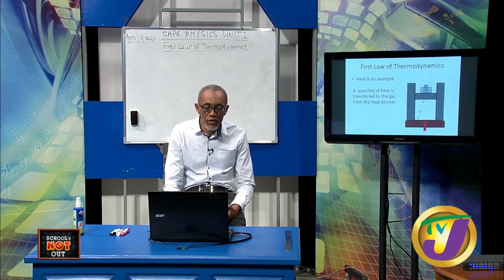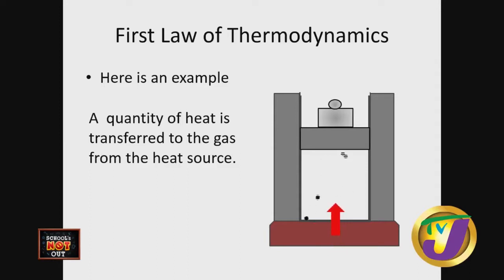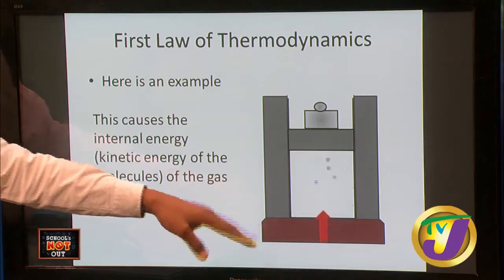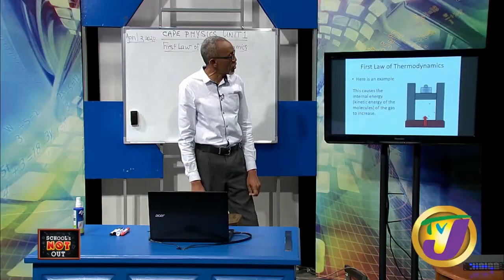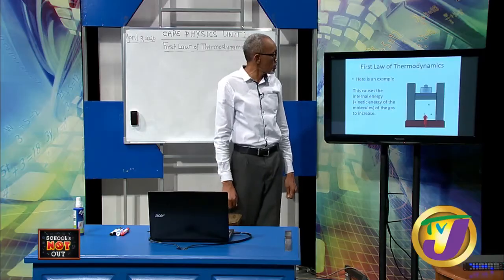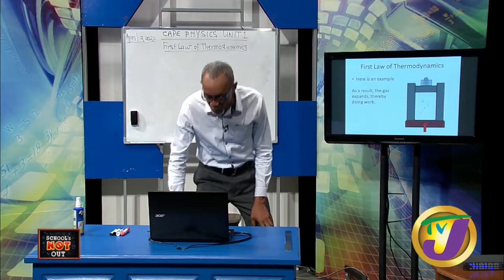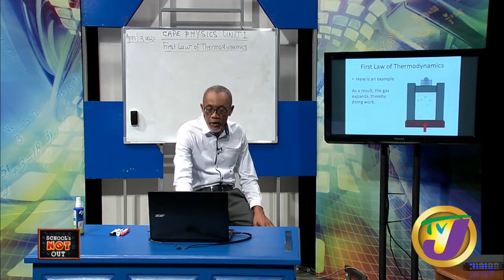So here is an example. A quantity of heat is transferred from the source to the gas, and so we see these little molecules moving around. That heat causes the kinetic energy of the gas molecules to increase. As a result of that increase in the kinetic energy, the piston goes up and we get some work being done. So that's an example of what is taking place there.